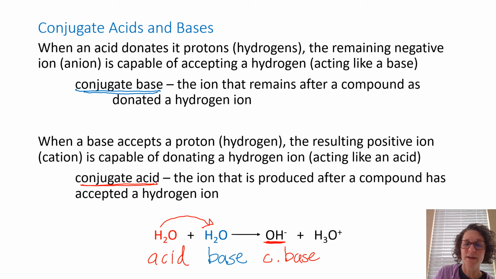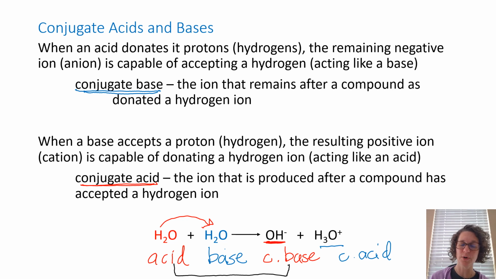Okay, and then on the other product, I have my blue water, my base, accepting a hydrogen, and it becomes this H3O plus, and it is now the conjugate acid because it has a hydrogen that it could donate. Now the relatives, or the two that go together: the acid will always go with the conjugate base. Those two are the relatives. And then the base will always be related to, or will become, the conjugate acid.